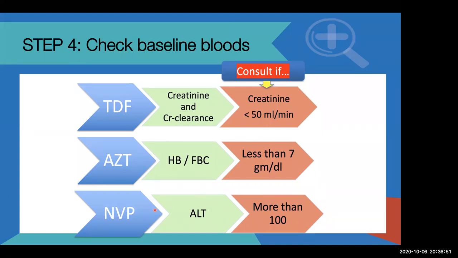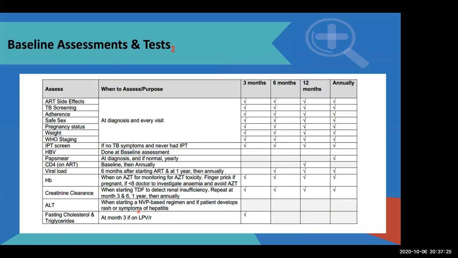We rarely use nevirapine nowadays, but we monitor it with an ALT, which is part of our liver function test. And if it is more than 100, you want to avoid that drug. If you have prescribed lopinavir, ritonavir, you will do your cholesterol or your lipid profile when the patient has taken lopinavir, ritonavir for 3 months. So you don't do it at baseline. You do it when the patient has taken that drug for 3 months. As for abacavir, lamivudine, emtricitabine, and efavirenz also, there are no blood tests that we need to do, right?